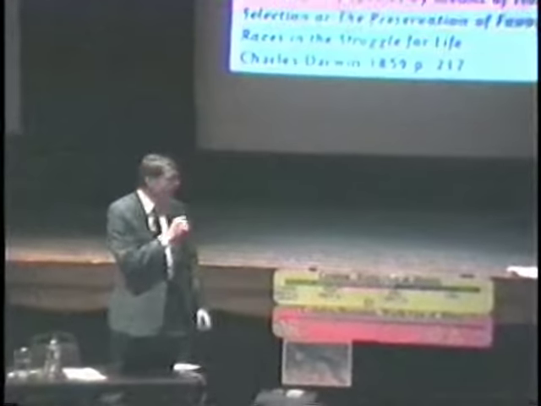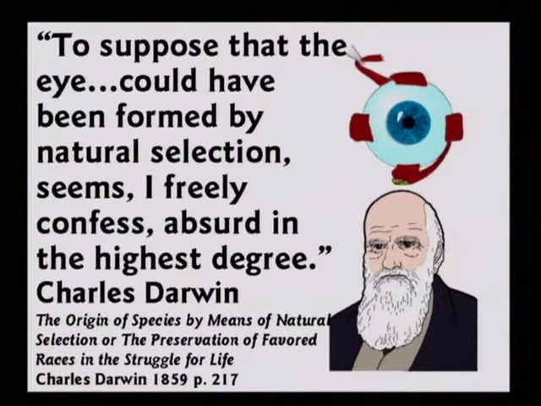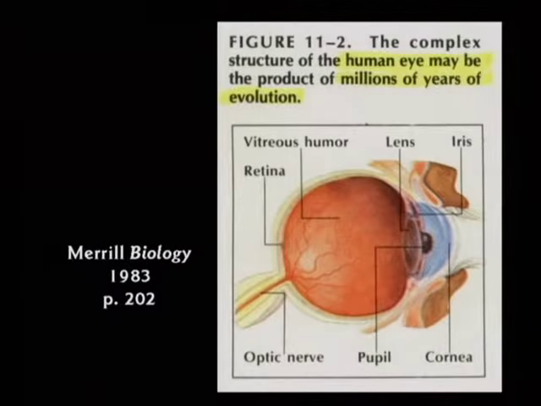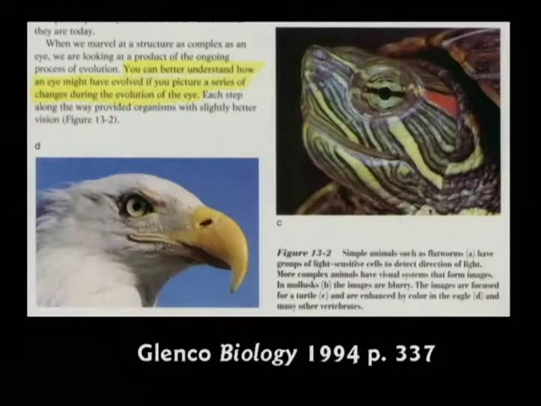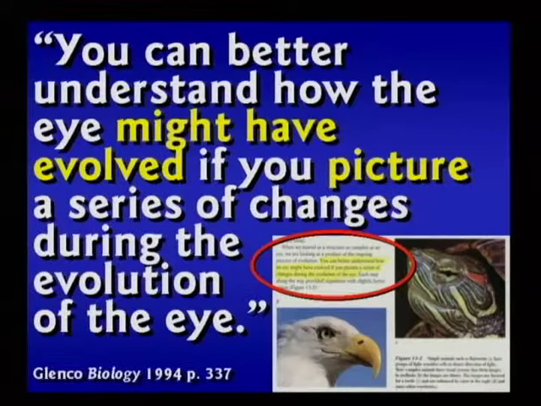Now, let's go to the eyeball here. Charles Darwin said, "To suppose that the eye could have been formed by natural selection seems, I freely confess, absurd." This textbook says the complex structure of the human eye may be the product of millions of years of evolution. This one says, I'll blow it up for you a little bit here, you can better understand how the eye might have evolved if you picture a series of changes during the evolution of the eye. This is exactly what he said a moment ago. You have to picture it. You have to imagine it. It doesn't take place in reality. You have to imagine how it happened.